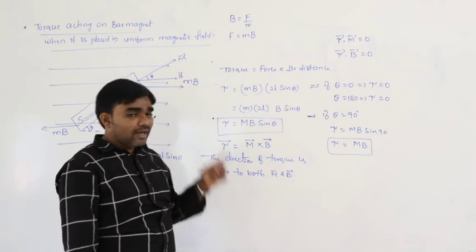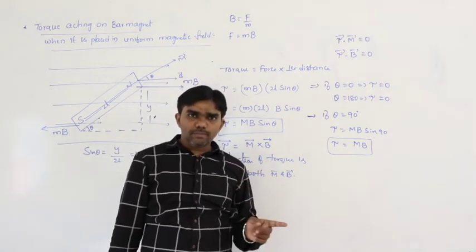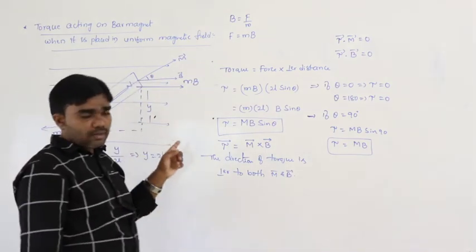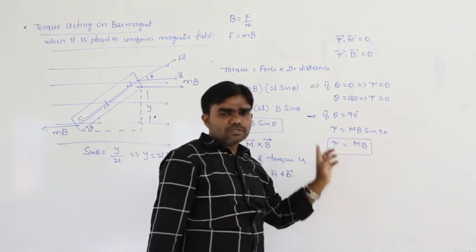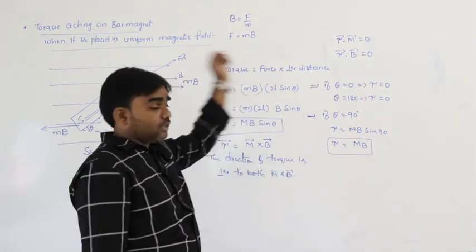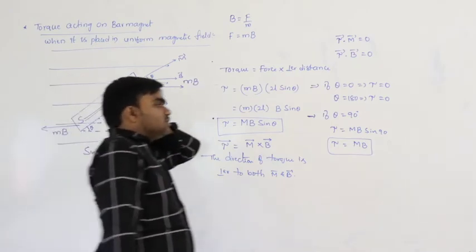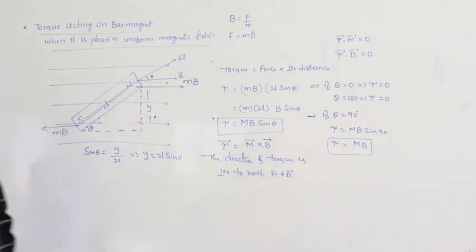That means if the magnetic field and the magnetic moment of the bar magnet are mutually perpendicular, then the torque acting on that bar magnet is maximum. Therefore, tau is equal to mb. So this is the torque acting on the bar magnet.